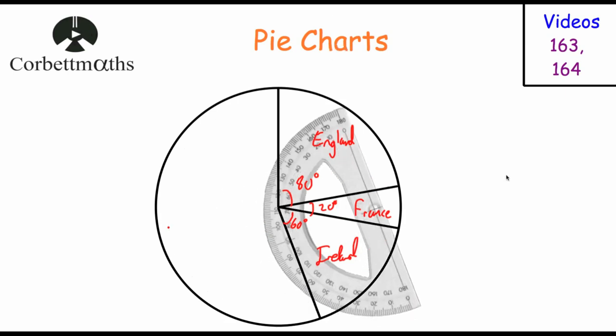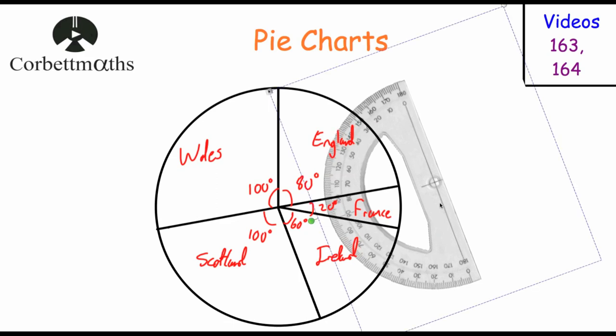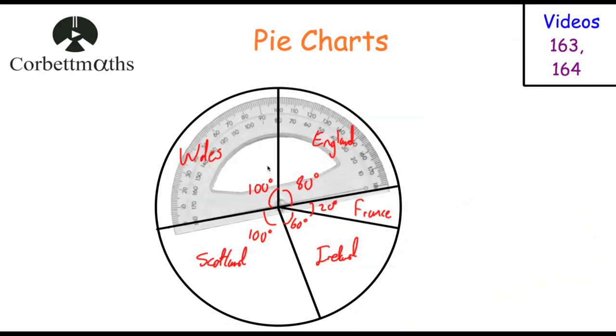Again, move our protractor and draw a nice straight line from the center of the pie chart through that point to the edge. And that will be for the Scottish fans, so Scotland, 100 degrees. And finally, the last sector will be for Wales. That should be already drawn for us for 100 degrees because that's all that's left. But let's check it. So let's take our protractor and rotate it. And when you do that, you can clearly see that is 100 degrees. And that's it.